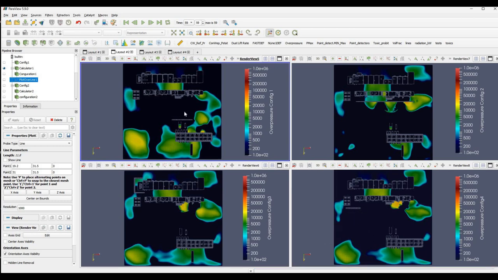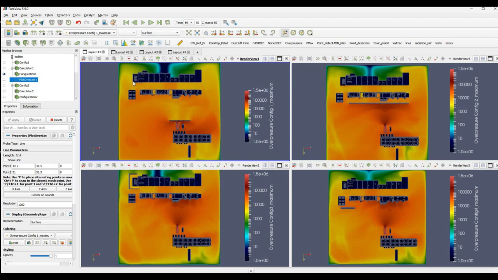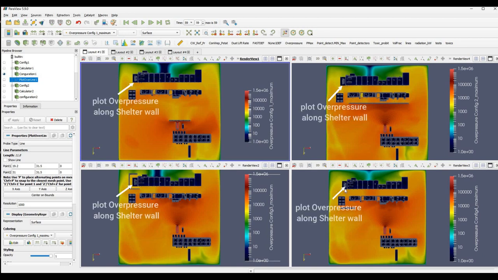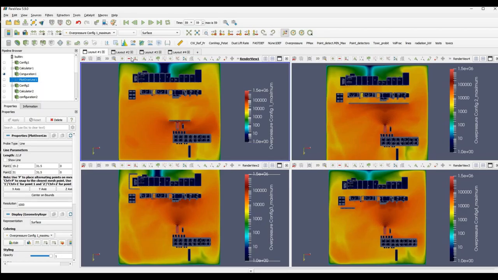If we take a look at the maximum overpressure across all time steps, you can see that this region here is of the same sort of magnitude, appears to be the same sort of magnitude. We can, in fact, plot the overpressure for each of these cases along these walls and compare them to the base case, which of course doesn't have any blast wall. You'd be surprised what the results give you.